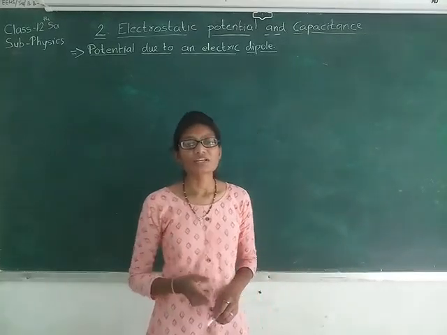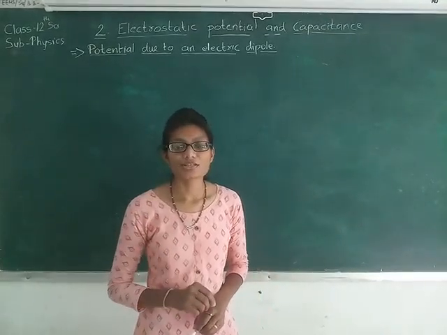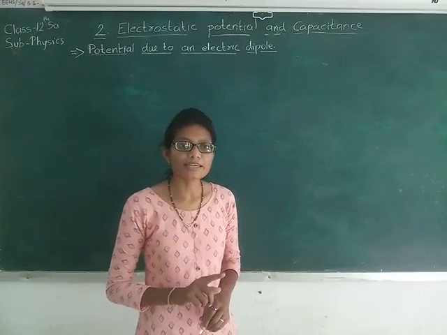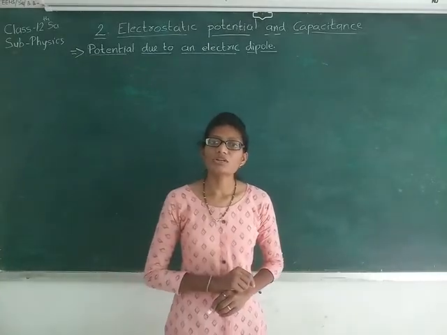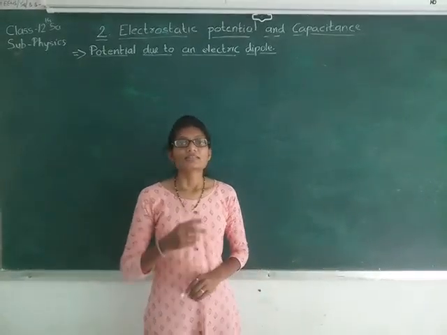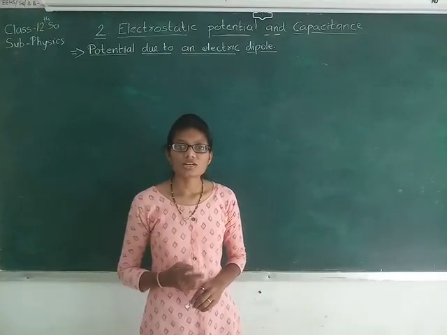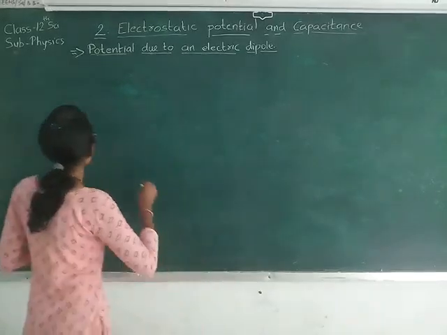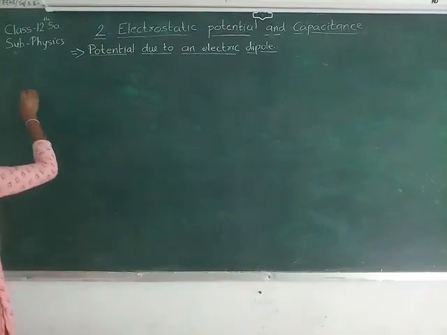We have studied the electric potential due to a point charge. Now we are going to study the electric potential due to a dipole. And we know what a dipole is. A dipole is two equal and opposite charges separated by a finite distance. So first of all, let us draw the dipole.